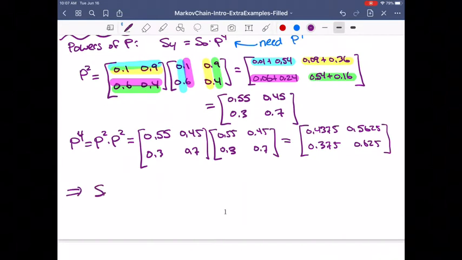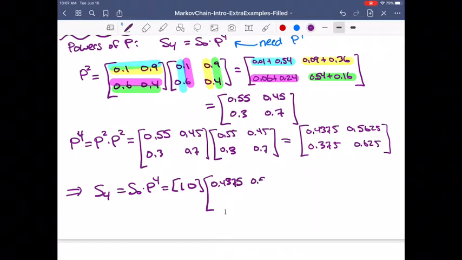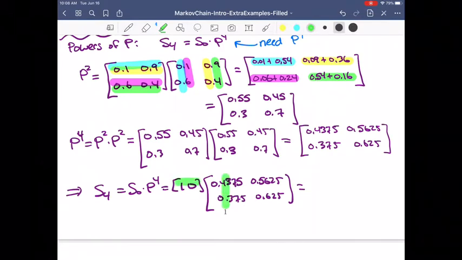So that means S4 is S0 times this matrix P to the 4. So that's 1, 0 times this matrix. And when we do that, when we take this row times this column, the 1 is going to hit the top entry and the 0 is not going to count. So we're not going to add the second thing. And then same thing over here. So this is going to be just the top row of this matrix.